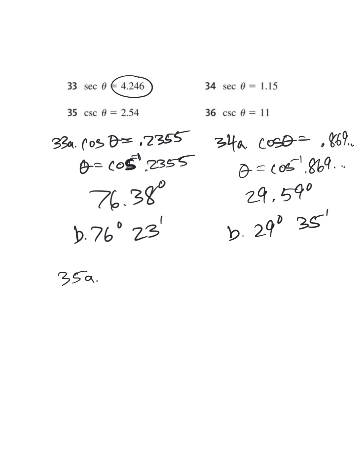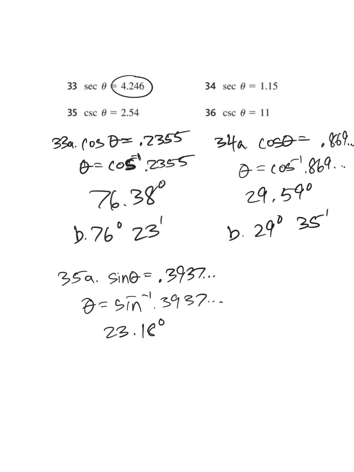35A. Cosecant is the same thing as 1 over sine, so we're going to do the sine of theta equals 1 over 2.54. Instead of hitting 2.54 and then the 1 over x key, if you didn't know how to do that, you can take 1 divided by 2.54. It's going to give you the same thing. So that's 0.3937, and so on. So take the arc sine of that value, and that gives me 23.18 degrees. Part B is 23 degrees, and 0.18 of 60 minutes is 11 minutes.